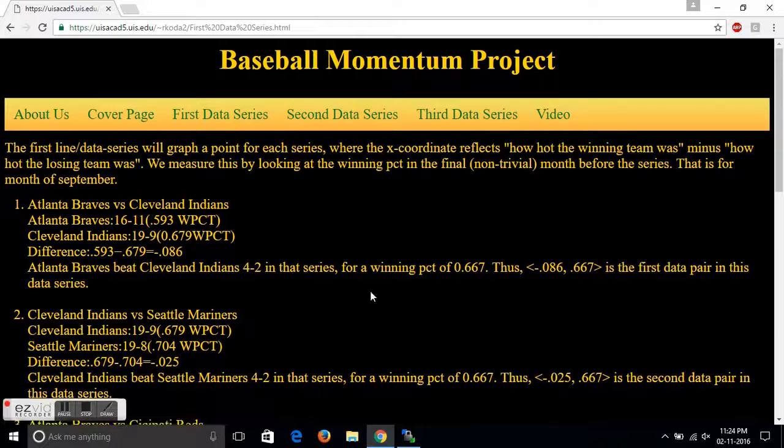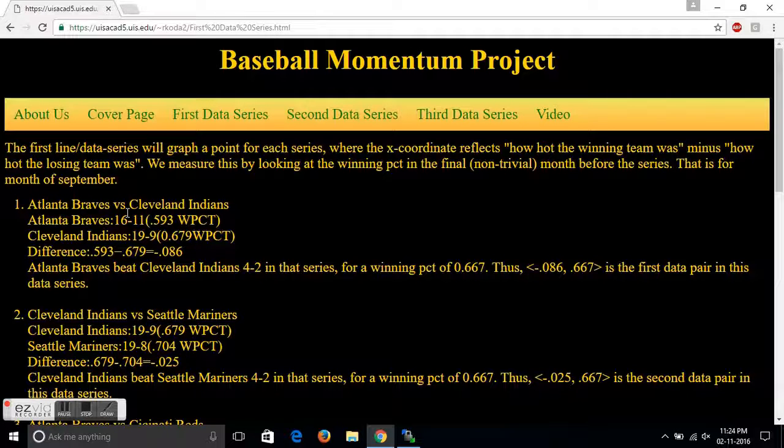Moving on to the first data series. Here we are going to plot a graph which contains the x-coordinate as how hot the winning team was minus how hot the losing team was. To do this, we take the winning PCTs of the teams for the month of September.